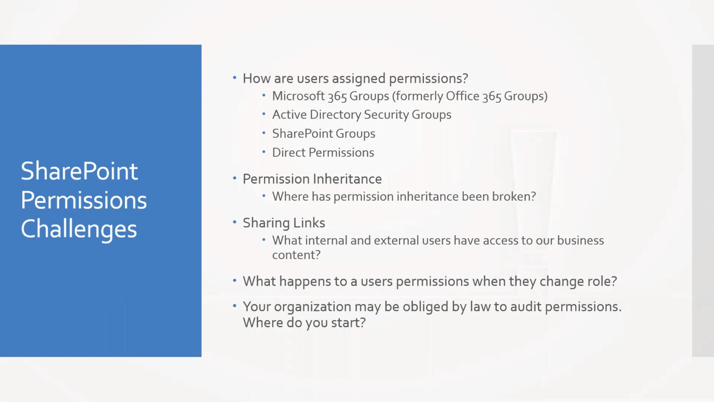Also around permission inheritance, how can we determine where permission inheritance has been broken? What can we do about it? Because perhaps we haven't got the time to be managing permission inheritance on an object by object basis, and by that I mean folder by folder or file by file. That can be extremely time consuming, and we can talk about some good practices when it comes to sharing folders and sites, and how you can actually avoid some of that permission inheritance breaking.